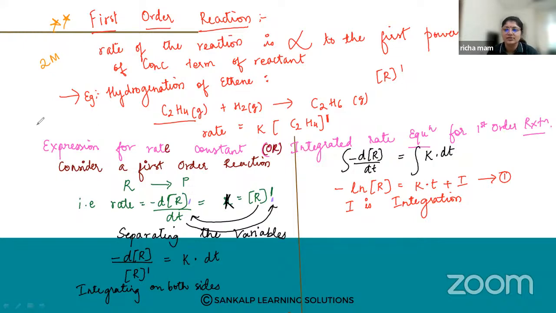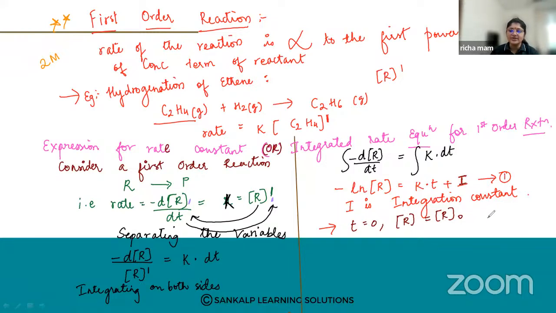Integration constant. Okay. Now what is the next step? Yes. Now let us put the initial values, the initial condition, where t is equal to 0 and r is equal to r naught. So if we put the initial condition, t equals 0 and r equals r naught, we are going to get the value of I. We have to find the value of I, that is your integration constant.